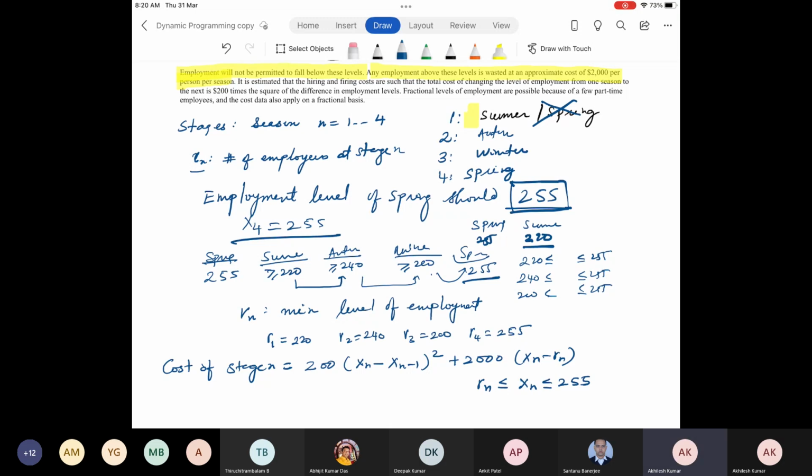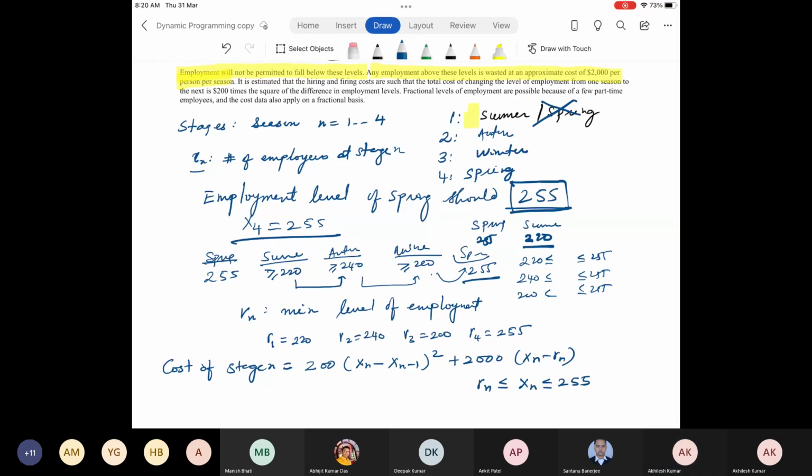Now, what could be my states here? How many states are possible? This is actually a very interesting example. How many states are possible here? So let's look at summer. How many states are possible? So Rn up to 255, all the numbers are the states. Very good. So how many states are there?